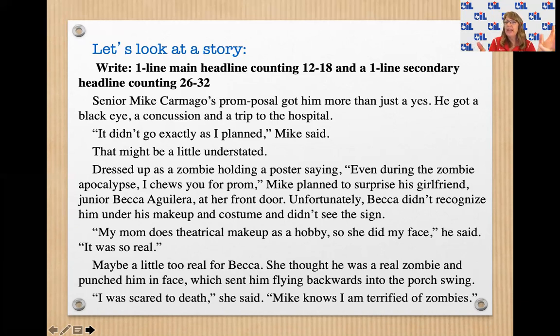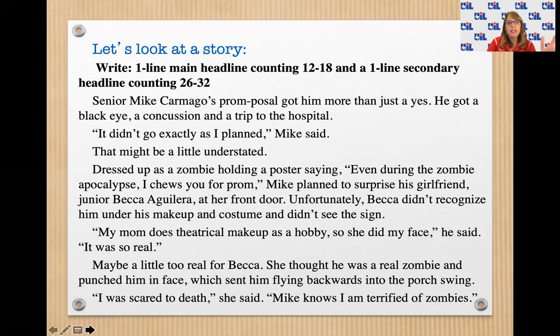Okay, so again, be creative with your main headline. You've got your prom proposal, zombies, a black eye, a kid getting punched in the face, makeup. You can have some fun with this one. So on your main headline, you want to have fun with it because it's sad that he got a black eye and a concussion, but it's kind of funny, right? Kind of funny. Ha, ha, ha. All right, so hit pause, write your headline.